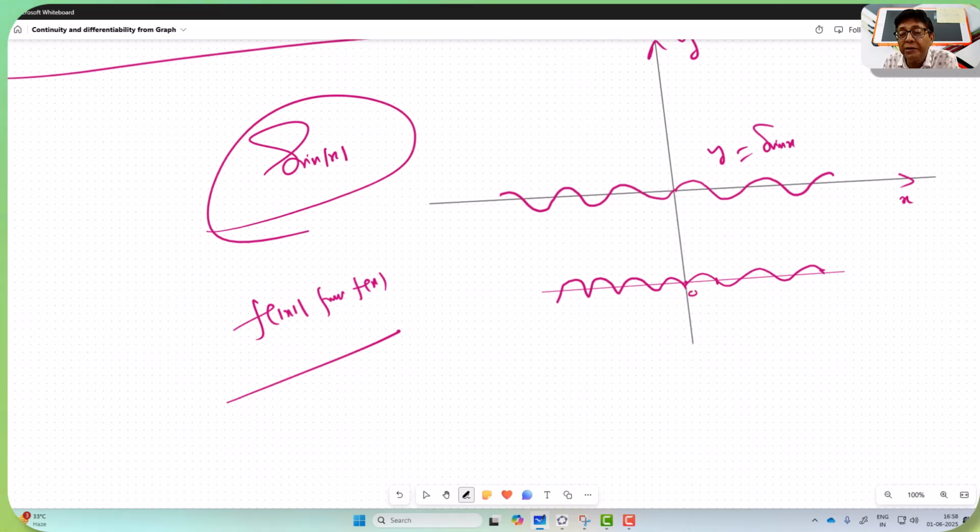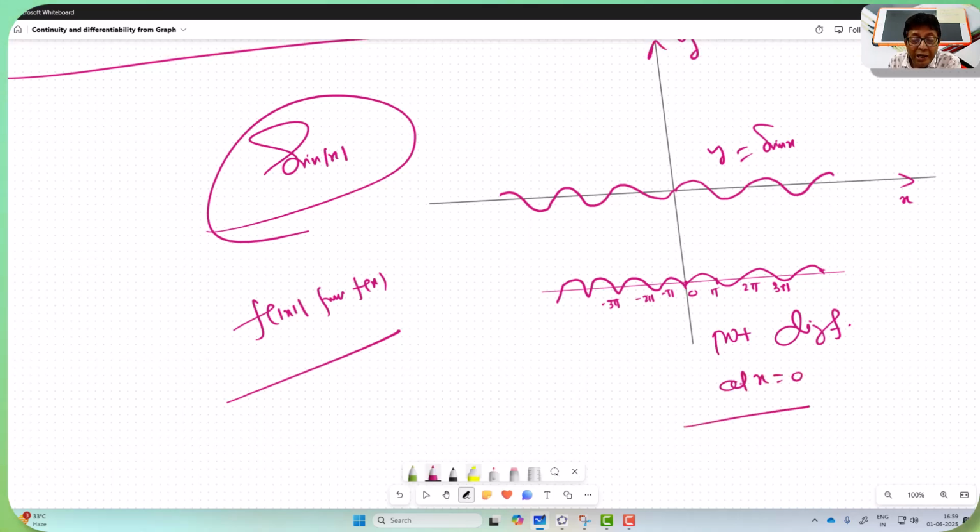It is continuous everywhere. 0, pi, 2 pi, in between any value, even minus pi, minus 2 pi, minus 3 pi, wherever you go, it is continuous. But not differentiable at x equal to 0. Because why? At x equal to 0, it has two different tangents. So not differentiable at x equal to 0.